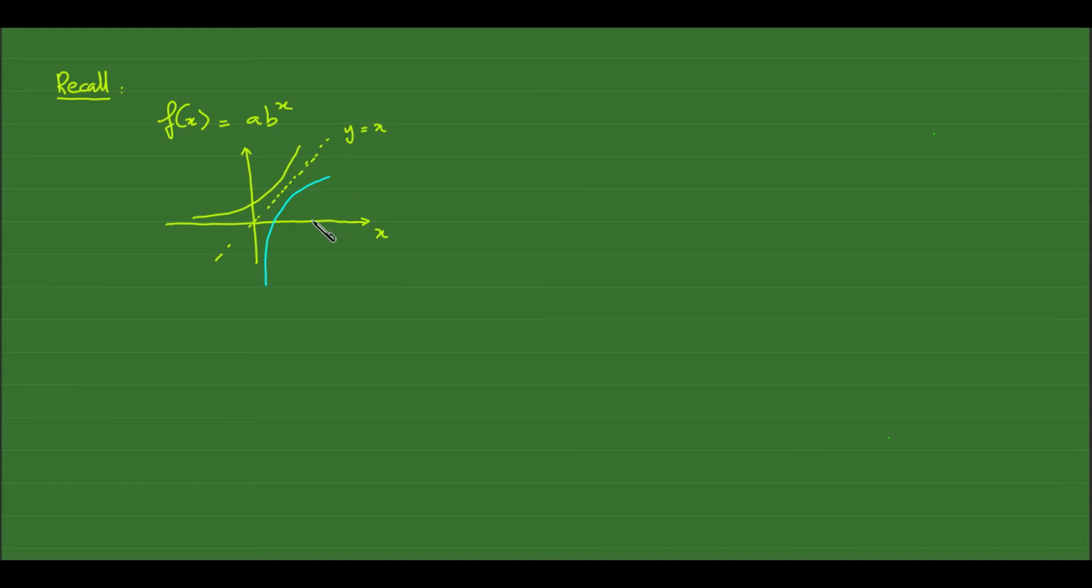So before we learn exponential function, we already learned inverse function. If two functions are inverse of each other, they are reflected about the line y equal x. So actually the blue curve right here is the inverse function of the exponential function f of x equals a b to the x, and for this inverse function we have another name.